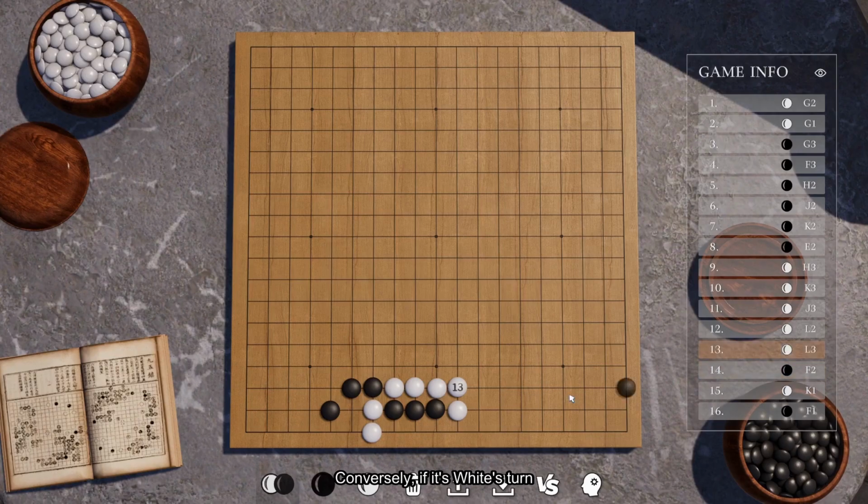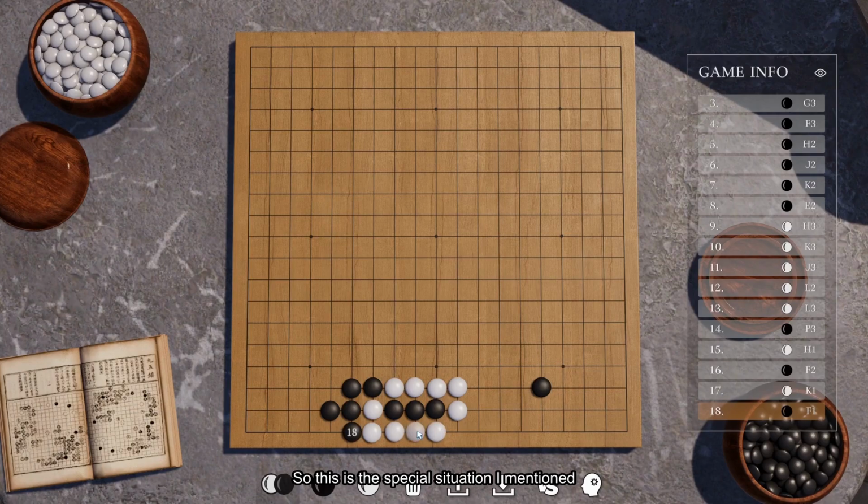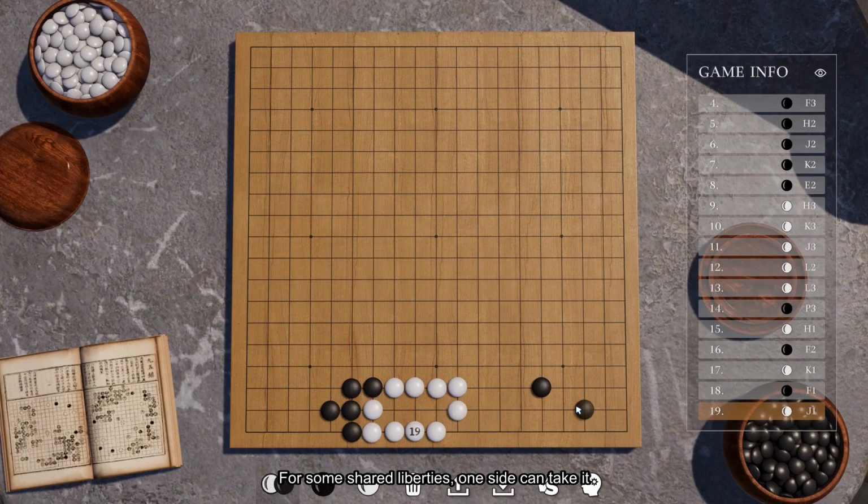Conversely, if it is white's turn, white can play at this spot, because playing here doesn't reduce white's own liberties. So this is the special situation I mentioned. For some shared liberties, one side can take it, but the other side cannot.